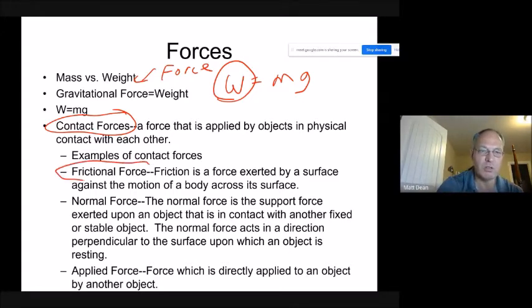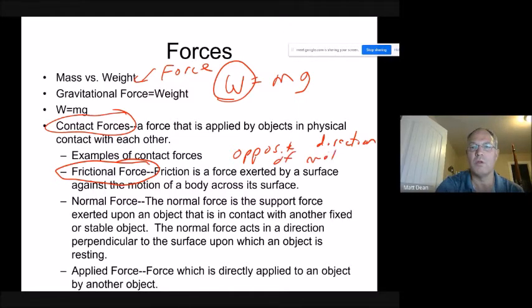Frictional force, which we'll talk a lot more about next week in the week 6 review. But we know that frictional force happens between surfaces, and frictional force always acts in the opposite direction of motion. We might also lump in air drag as a type of frictional force.